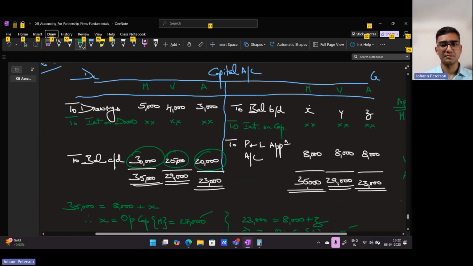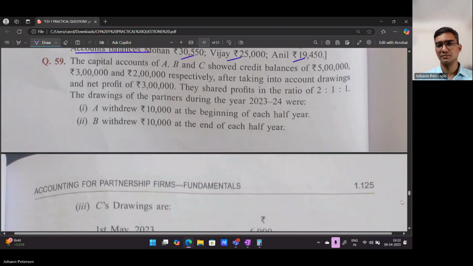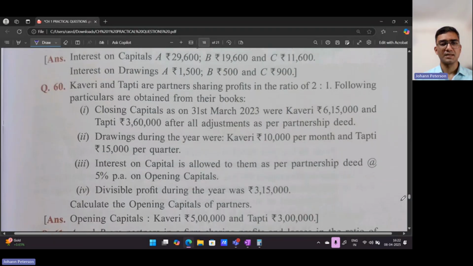Let's do another question. Let's see this one. It says K and T are partners sharing profits in the ratio 2:1. The following particulars are obtained from their books. Closing capitals are given, and it says it is after all adjustments as per the partnership deed. Then it says drawings during the year were given: 10,000 per month and 15,000 per quarter.